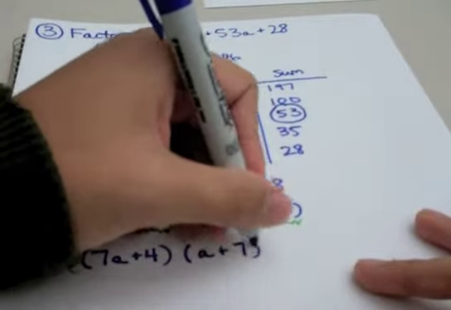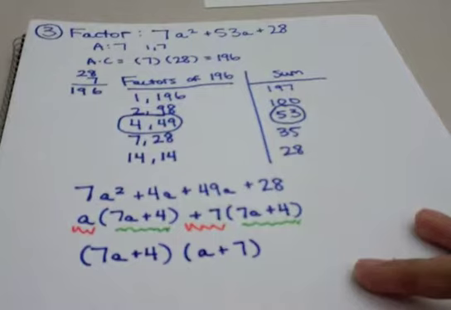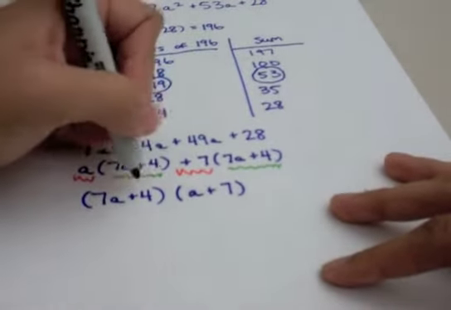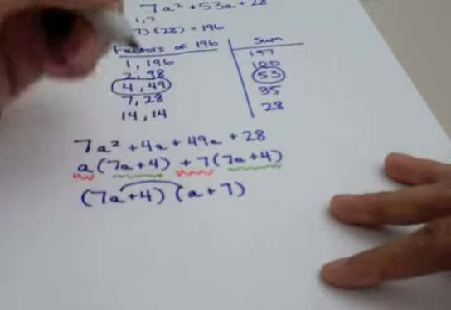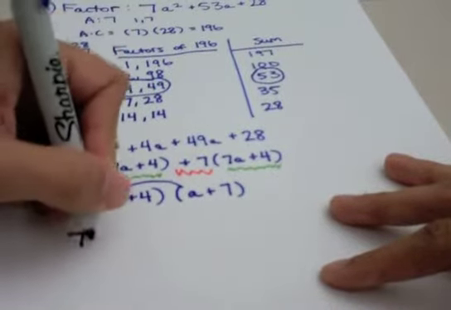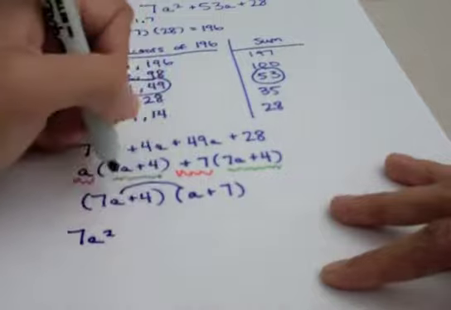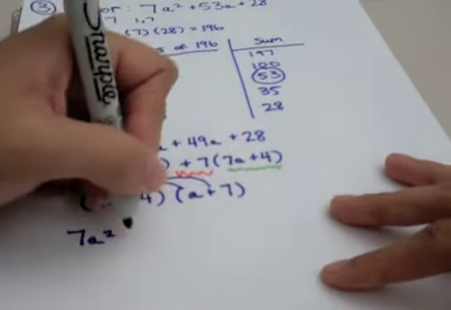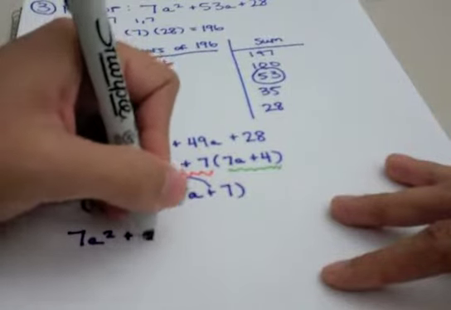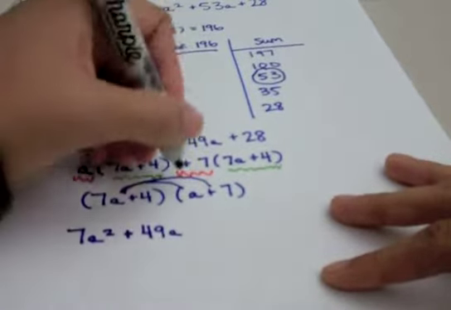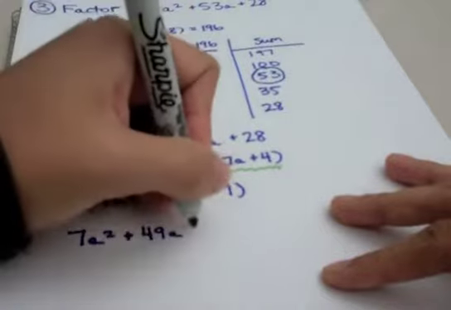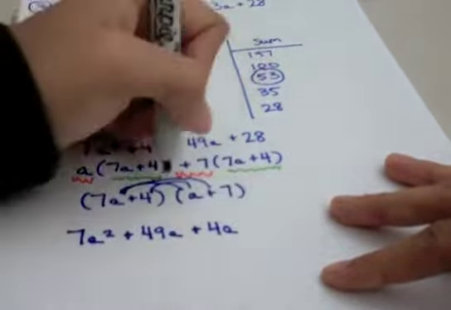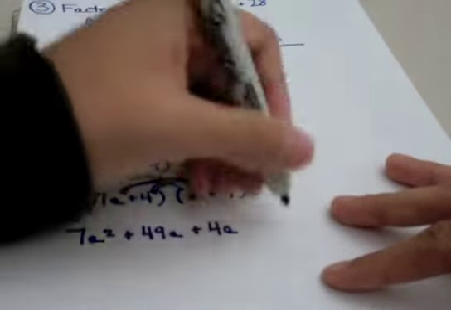And now to make sure that that works and is correct, let's use the FOIL method and multiply it out. 7a times a is going to be 7a squared. So that's first. Outside, 7a times 7 is going to be 49a. Inside is going to be plus 4 times a, which is 4a. And 4 times 7 for the last is going to be 28.